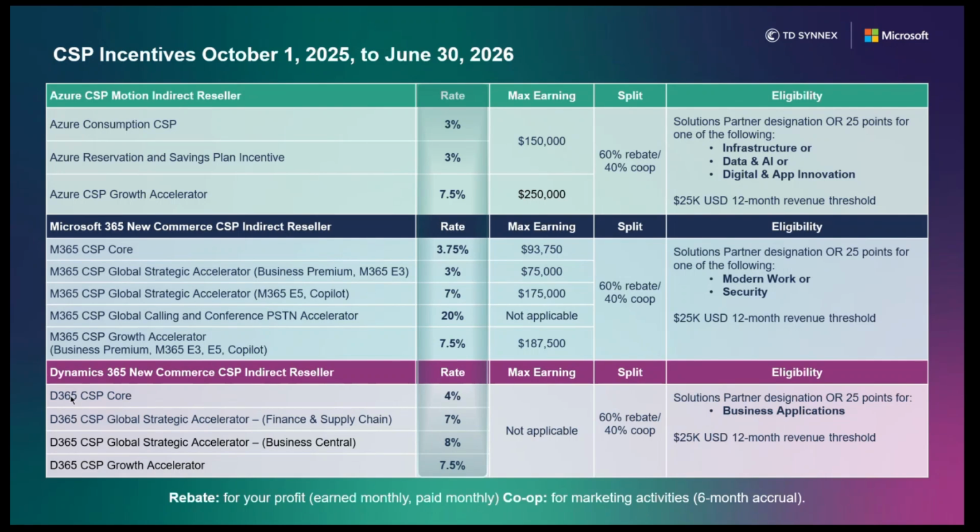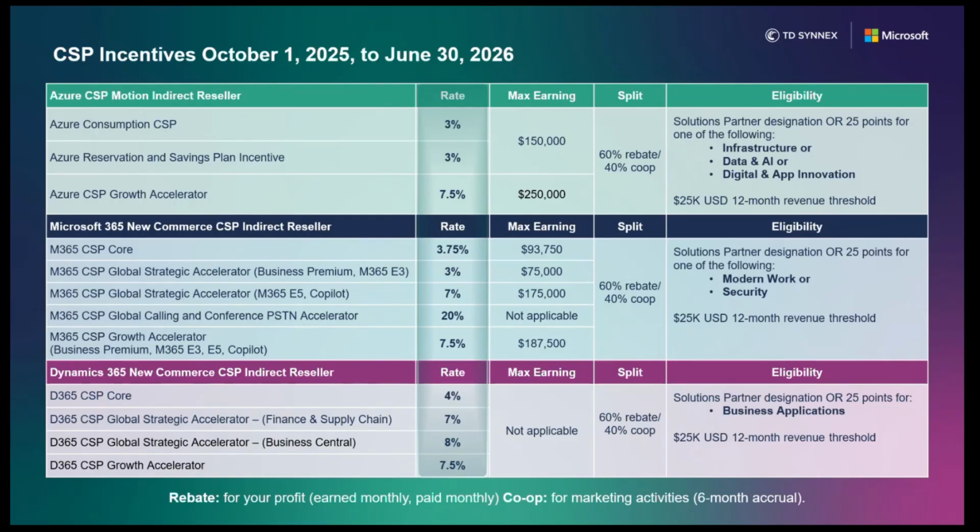And then the last one for CSP incentives is Dynamics. So on the core, you're going to earn 4%. On that first strategic accelerator, which is finance and supply chain SKUs, you're going to earn an additional 7%. On Business Central, you're going to earn an additional 8%. And then on that growth lever, it is 7.5%. So same as all of the other solution areas. So for business applications, you're going to need that designation or 25 points in that scorecard.